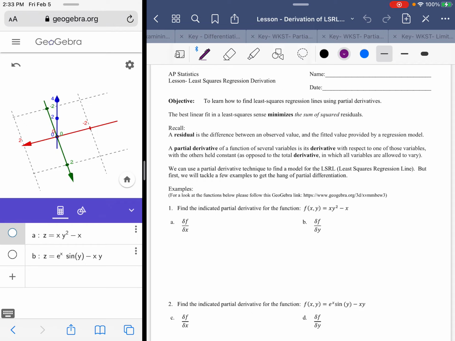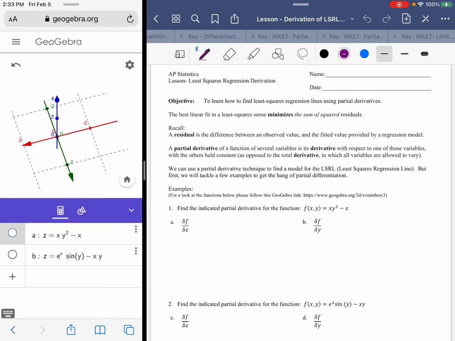All right. So the best linear fit in a least squares sense minimizes the sum of squared residuals, right? That's an overarching concept here, which doesn't really mean too much just yet. It will in a page or so, but at the moment, look at that bold word, minimizes. That should speak to the concepts associated with calculus: optimization, maximums, minimums. That's a pretty typical concept covered in calculus courses.